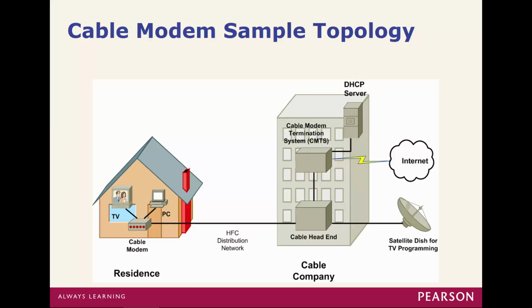And we would actually have coax to an area in our neighborhood. From that area in our neighborhood back to the cable company would be fiber. And it could have some type of cable modem termination system. And then from there, it would go out to the internet.